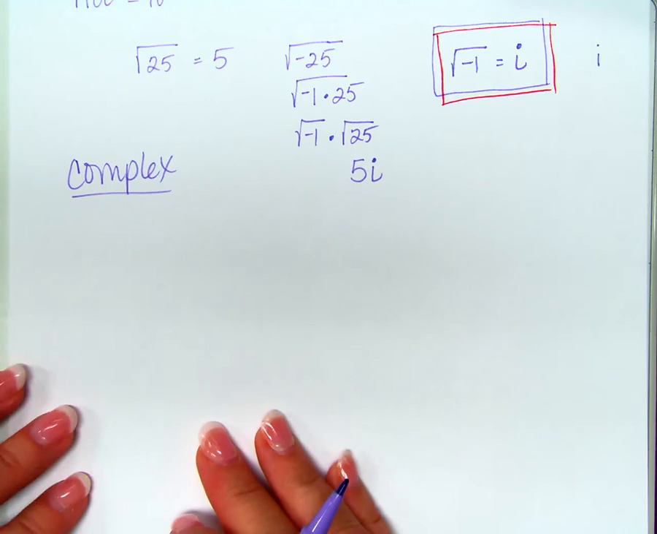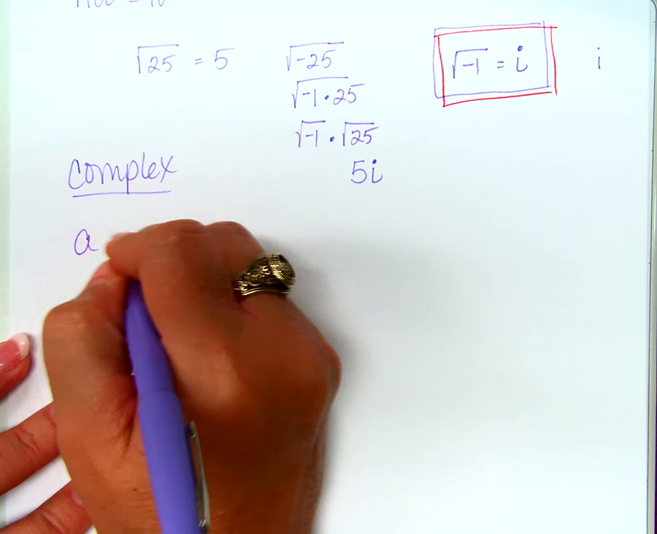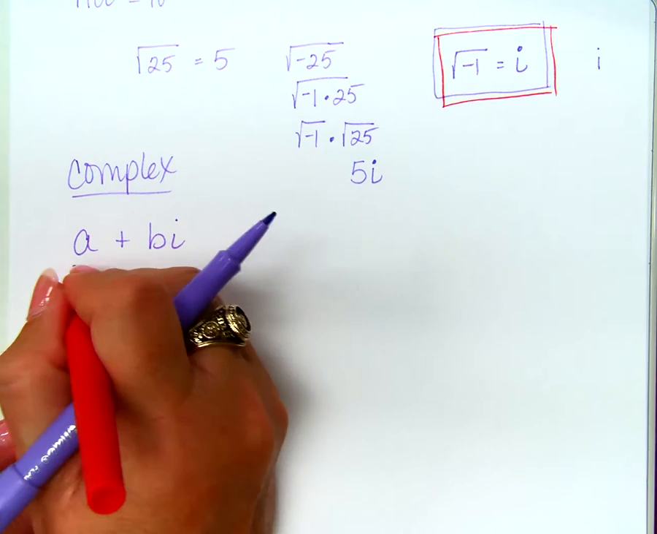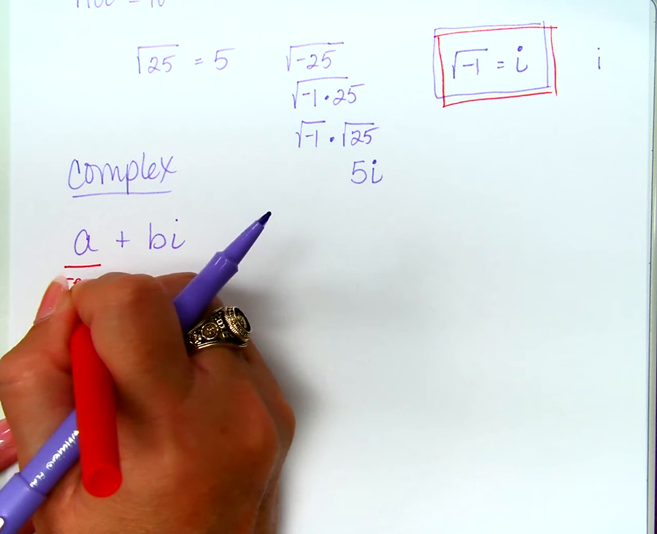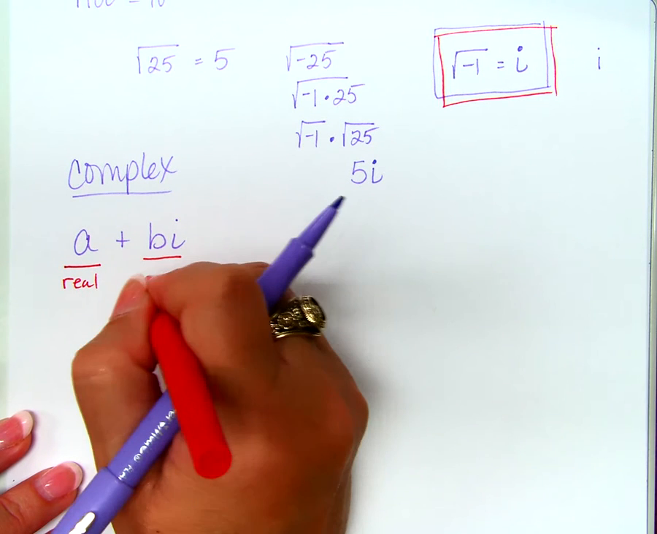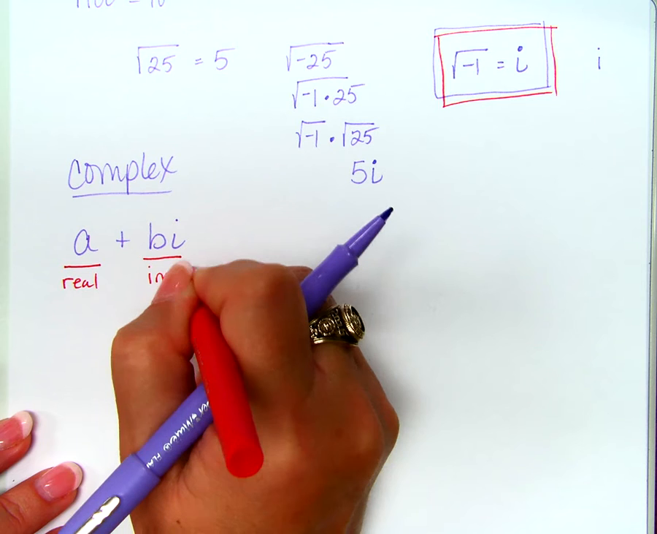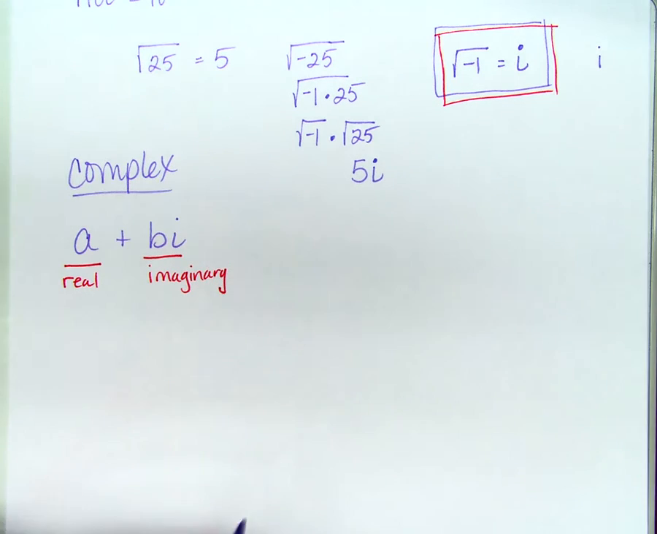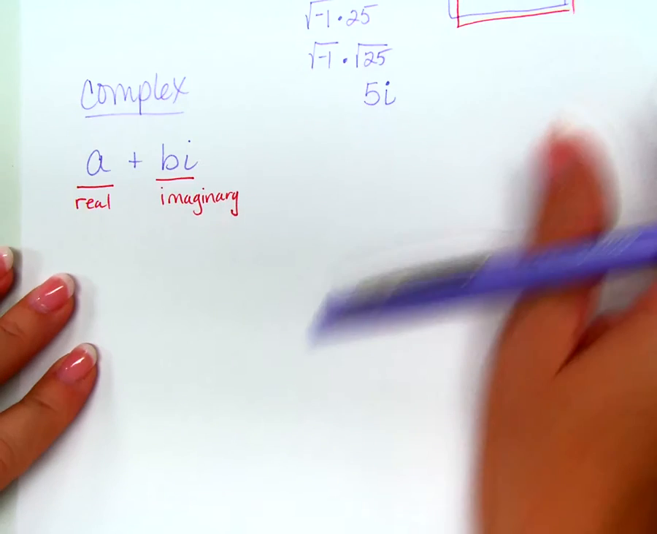Okay, let's talk about a couple things. First of all, a complex number looks like this. This right here is the real part. This right here is the imaginary part. And you can tell it's the imaginary part because it has the i. There's some things you can do with complex numbers, and there's some things you can't do with complex numbers. First of all, let me show you some things that you can do.